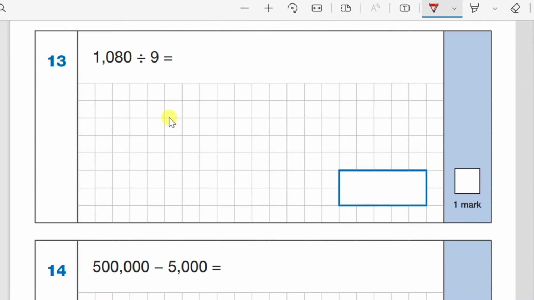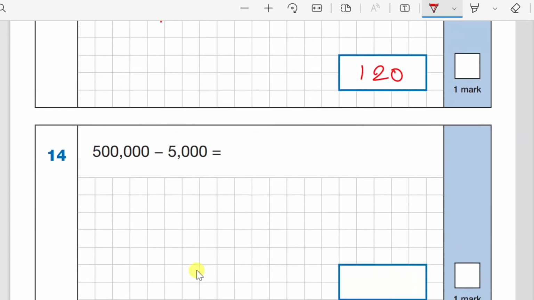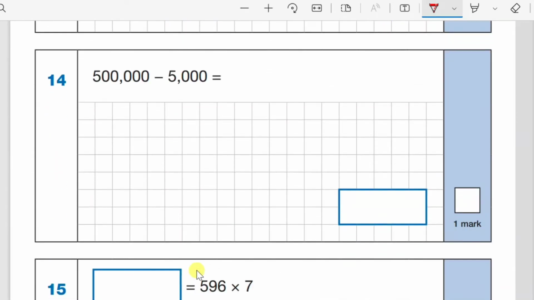Next one. How many 9s go into 1080? Well, just to be safe, let's use the bus stop. Sometimes the numbers are too big. You don't want to risk it. But let's have a look. So how many 9s go into 1? Well, you can't do. So this cancels and becomes a 10 here. How many 9s go into 10? Well, it goes exactly once, so remainder 1. How many 9s go into 18? Well, twice. And then how many 9s go into nothing? 0. So 120. Cool.